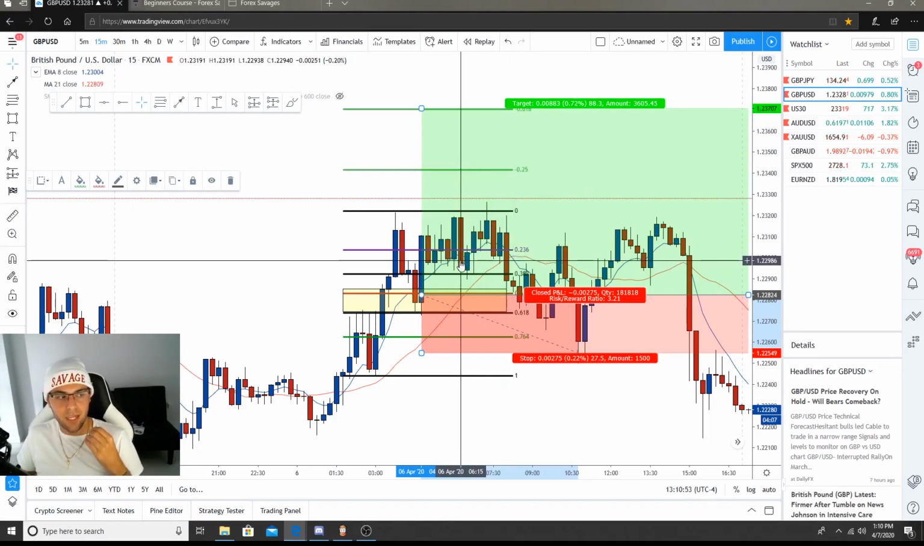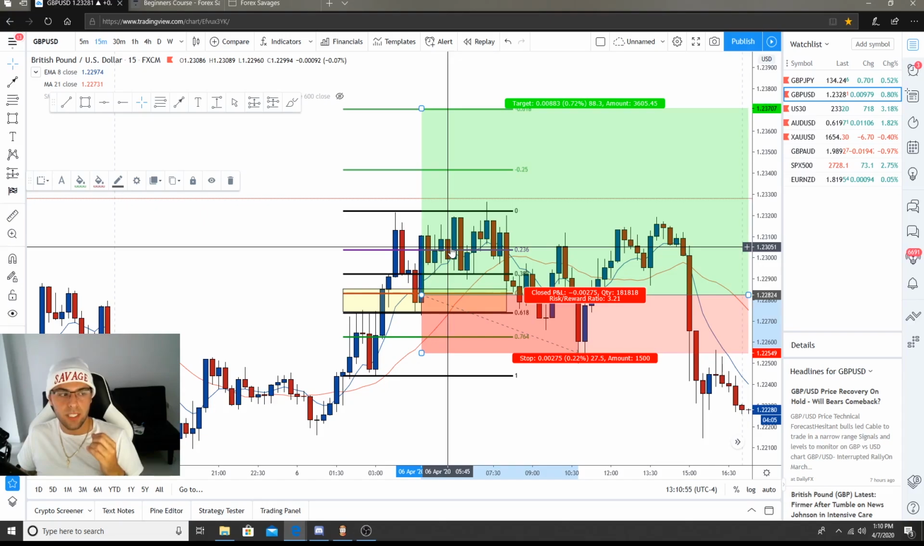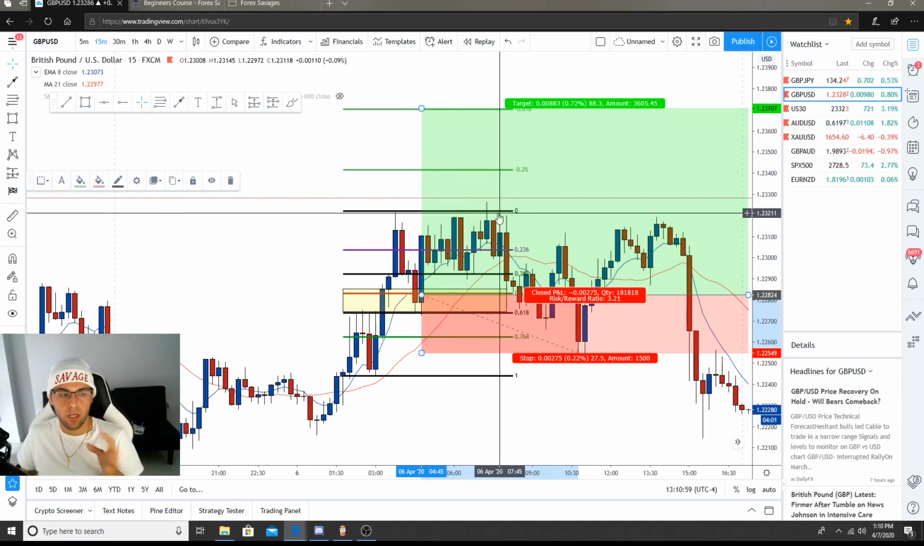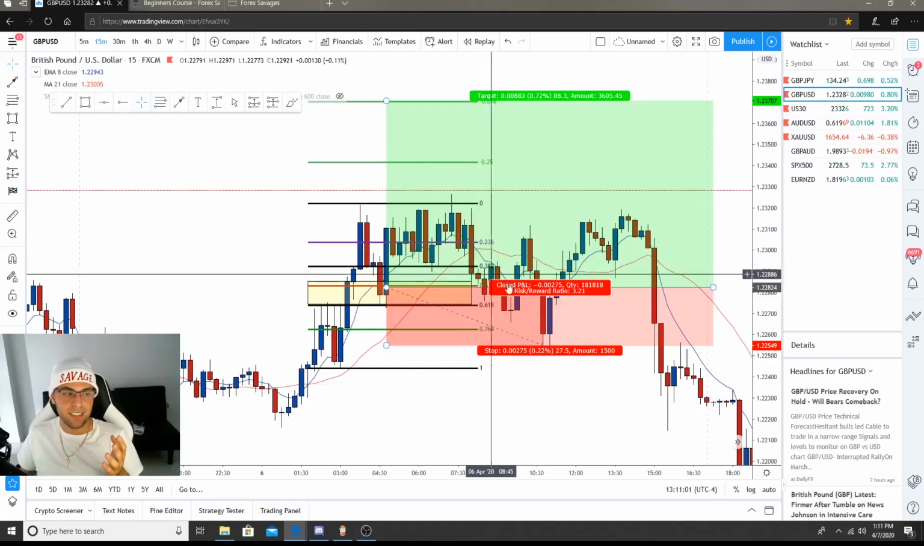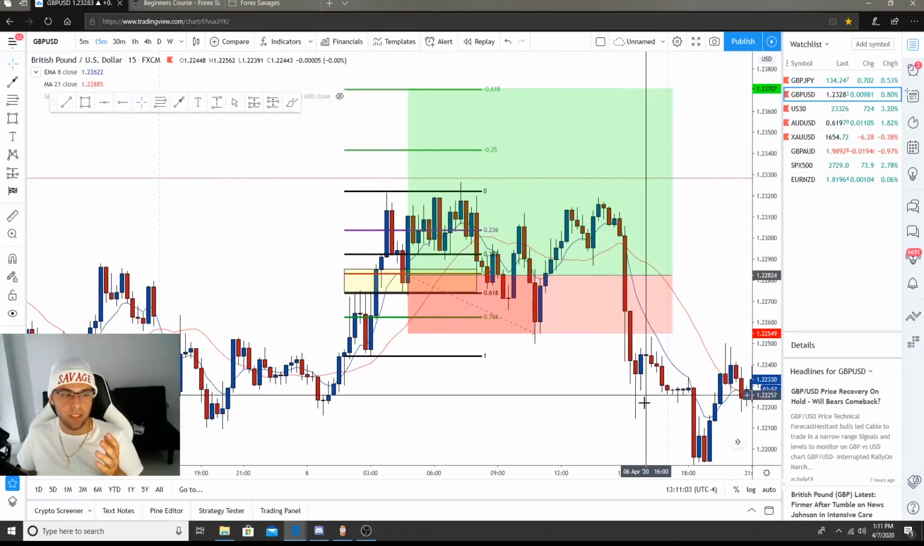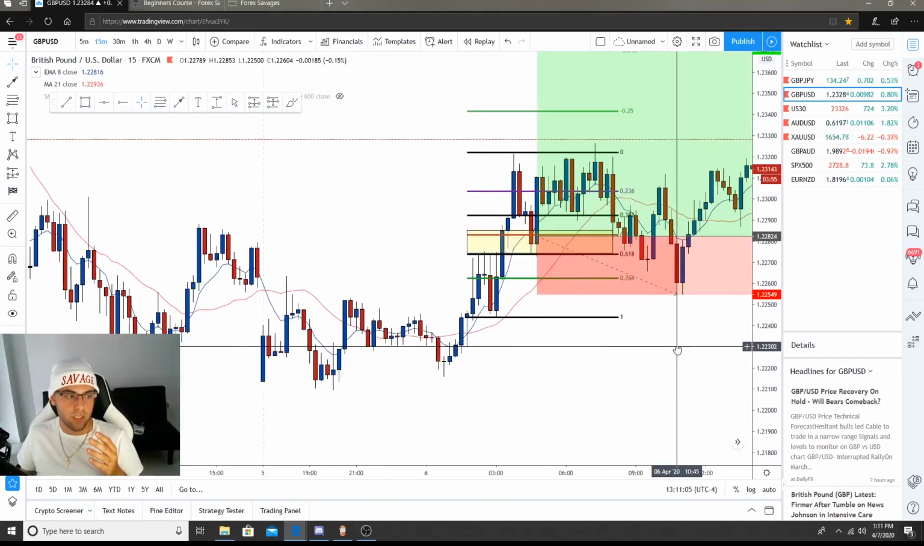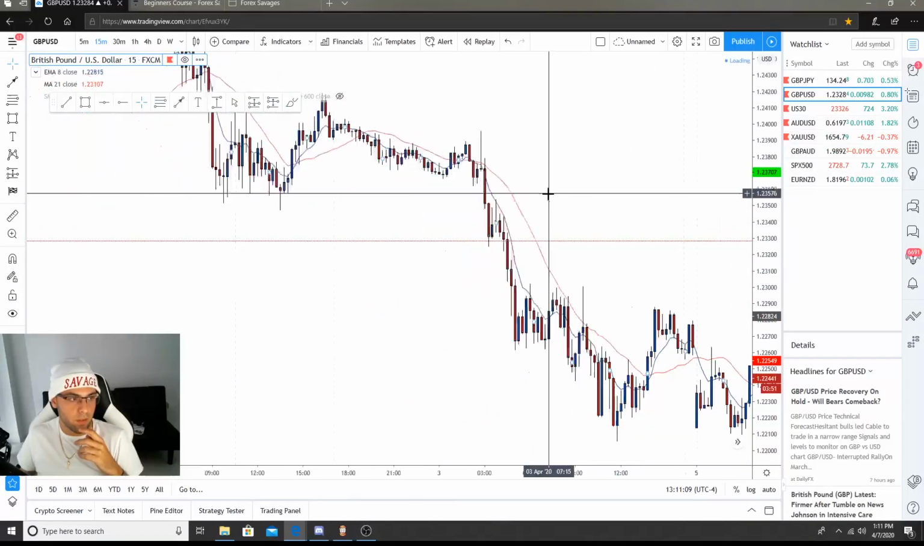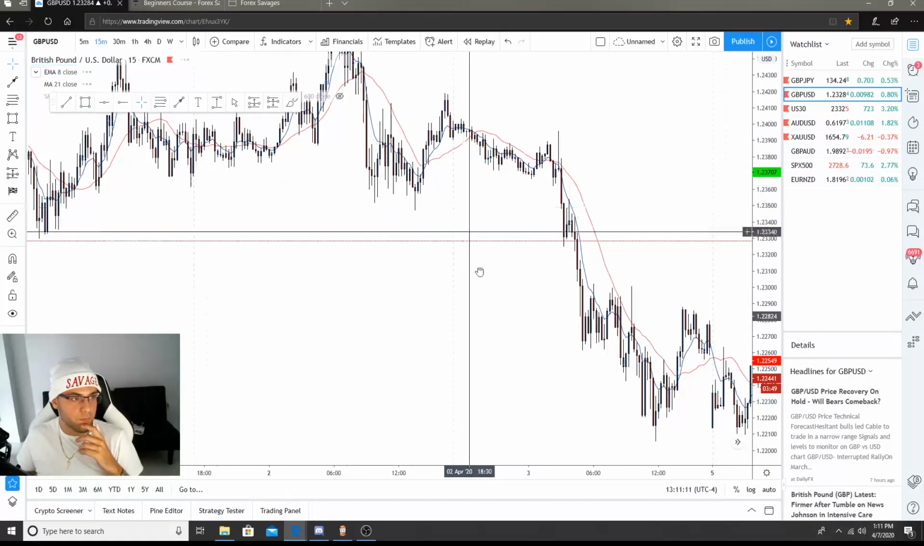But that's why taking partials or taking profit and putting stops to break even after hitting take profit 1 or even 2 can save you guys, because what happened? It came and it came right back down. So that's very lovely. Good trade right there. Beautiful.